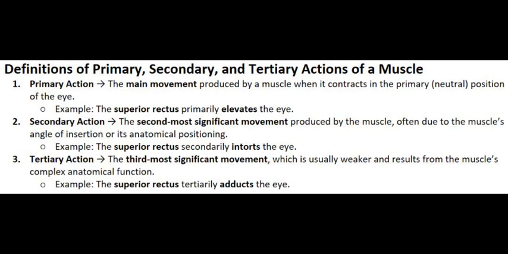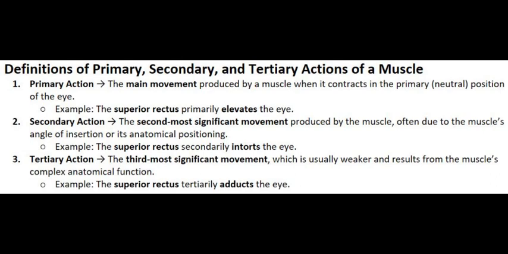Now we have what is called the secondary action of the muscle. The secondary action of the muscle is basically the second most significant movement that is produced by the muscle, usually due to the angle at which that muscle is inserted or the anatomical position. Then we have the tertiary action, which is basically the third most significant movement, which is as a result of the complex anatomical location of a muscle. So let's give an instance. Let's use the basic one.